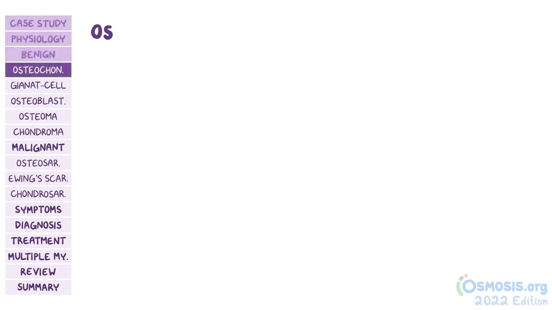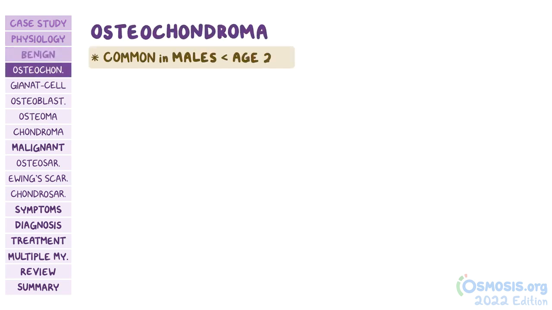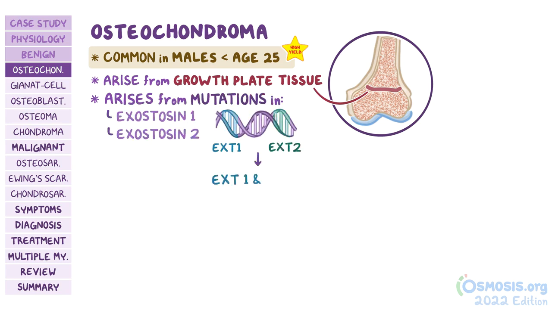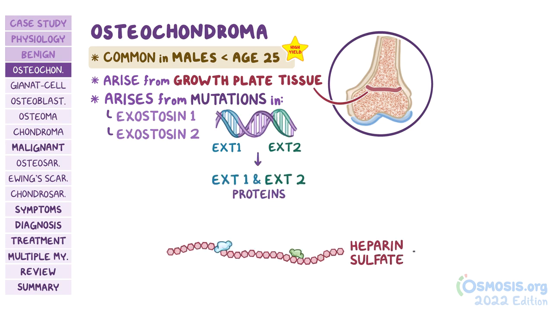The most common one is osteochondroma, and it commonly affects males under the age of 25. Osteochondroma is thought to arise from the growth plate tissue, and it's caused by mutations in the exostosin 1 or EXT1 and exostosin 2 or EXT2 genes. These genes encode proteins with the same names that help synthesize heparan sulfate, which regulates growth plate growth.